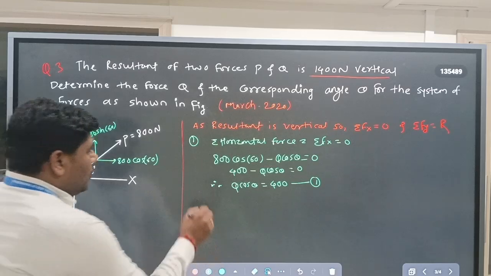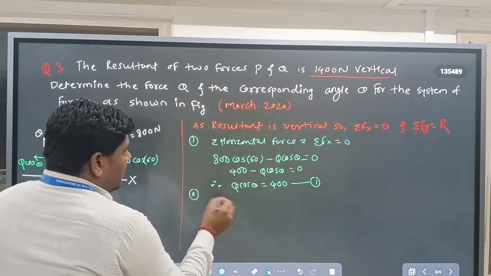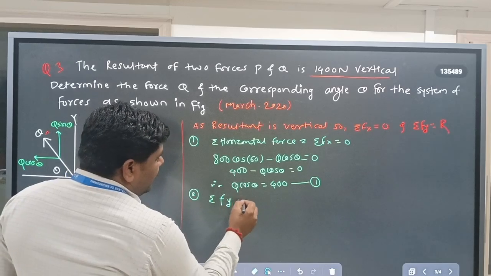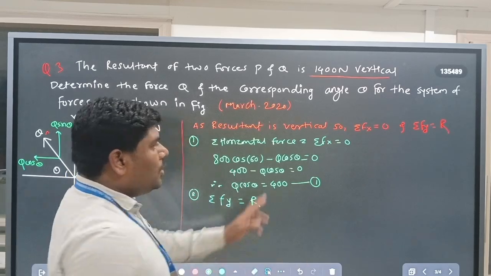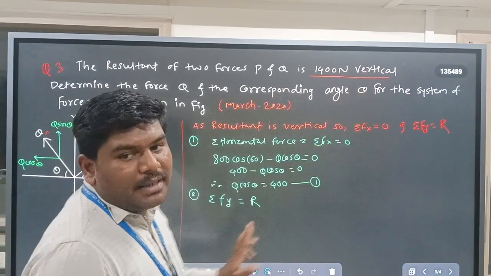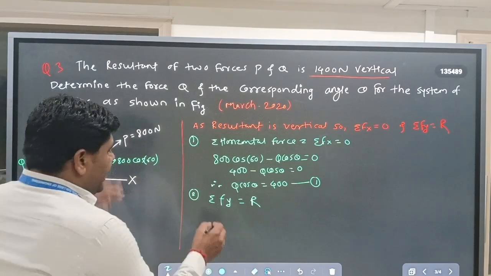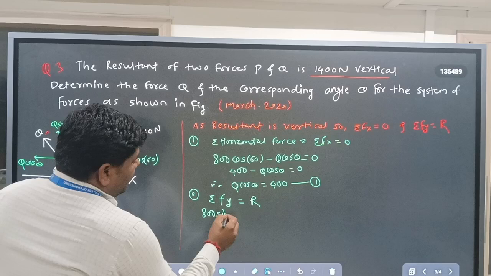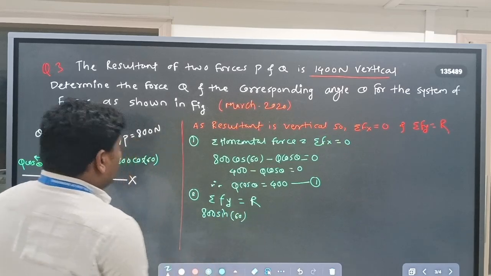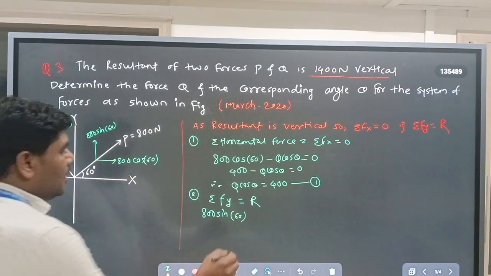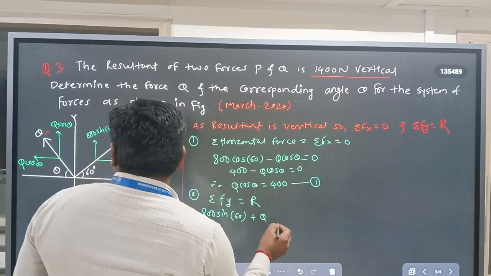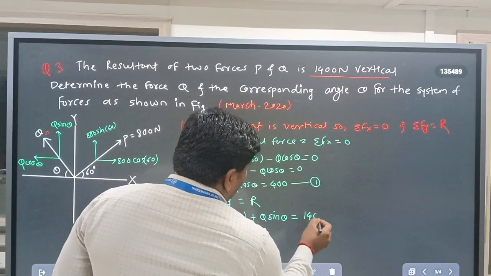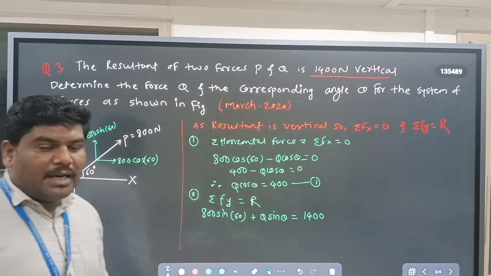Okay. Now step 2 is the summation of vertical forces, that is F of y, which is equal to R because the resultant is vertical, that's why. Okay, so now the vertical forces: first is 800 sin 60 plus Q sin theta is equal to 1400, the magnitude of the resultant.